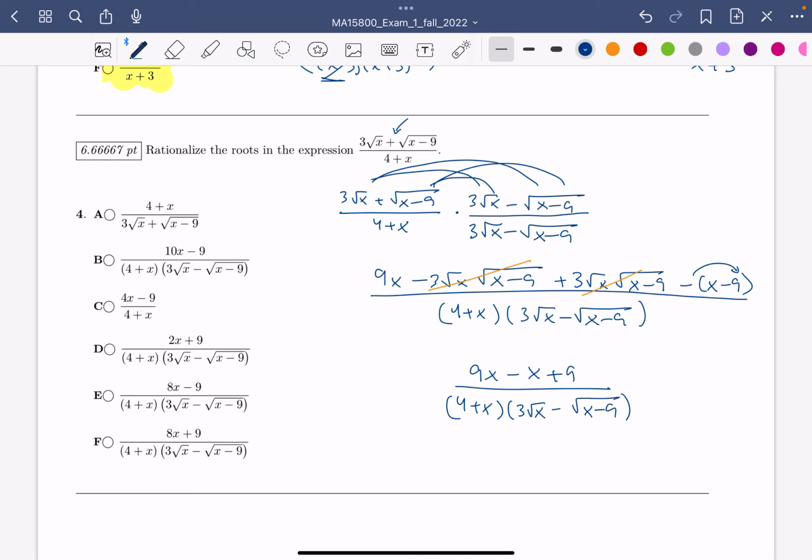Simplify one more time to get that numerator down to the final answer, and we get 8x plus 9 over 4 plus x times 3 root x minus square root of x minus 9. If we look at our answer choices, that gives us an answer of F. So whenever we're asked to rationalize roots, remember, multiply by the conjugate to basically remove the roots.